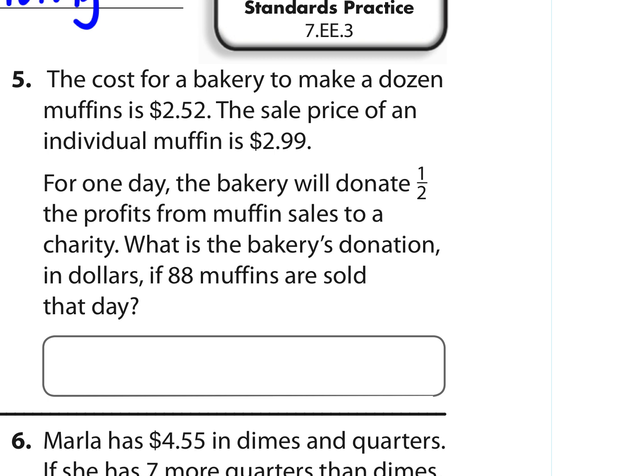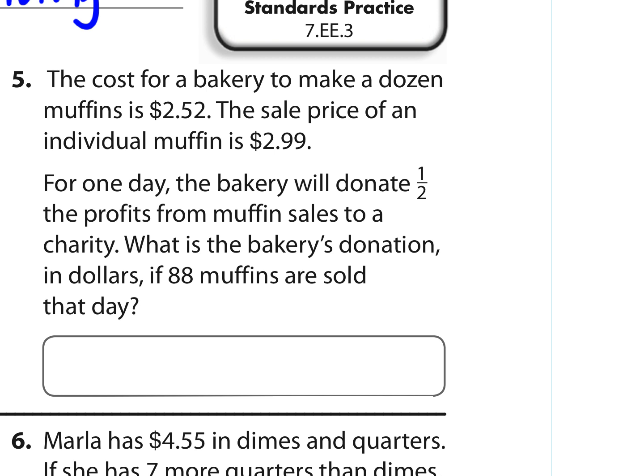Number 5, the cost for a bakery to make a dozen muffins is $2.52. The sale price of an individual muffin is $2.99. For one day, the bakery will donate half the profits from muffin sales to a charity. What is the bakery's donation in dollars if 88 muffins are sold that day? So this has several steps to it.